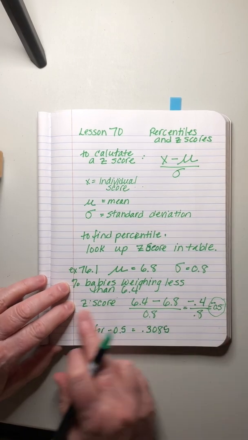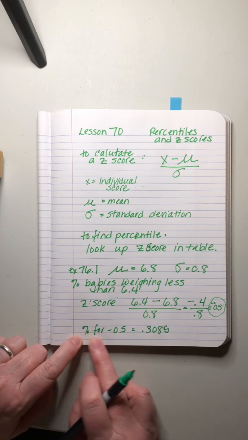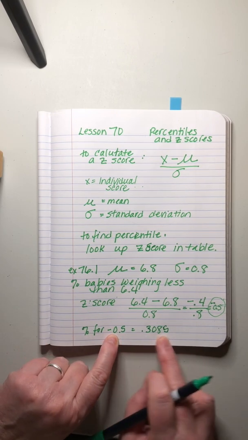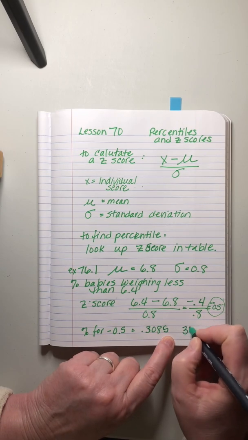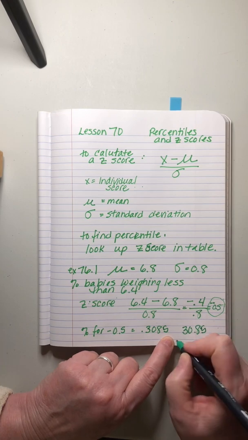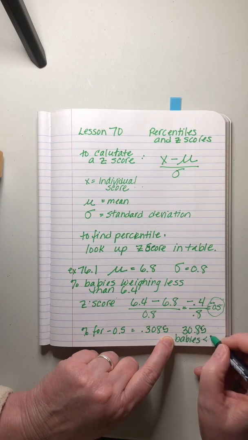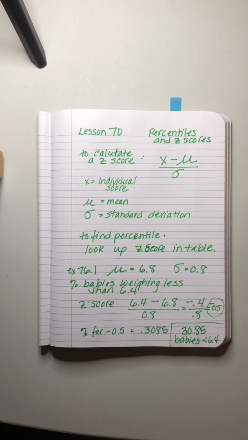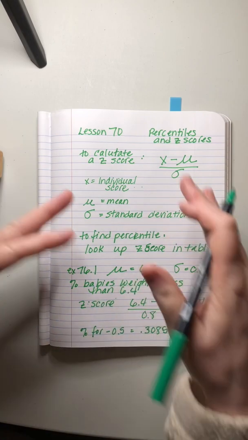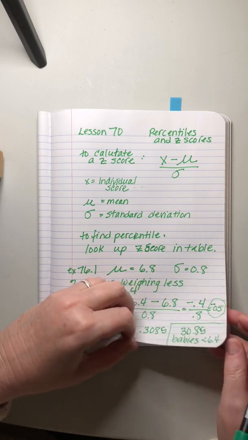Okay, so the z-score we calculated is negative 0.5. The percentile on the table for a z-score of minus 0.5 is equal to this. So that means 30.85% of the babies weighed less than 6.4 ounces. That's our answer. It's cool because John gives us some information, and then we're able to use a few simple formulas and a table to find out some really interesting information.